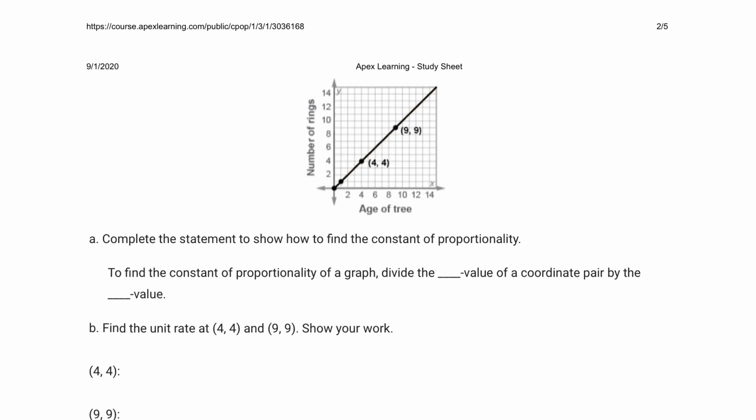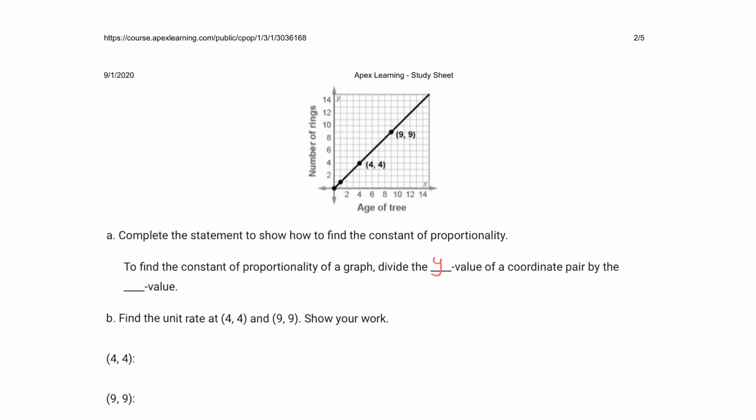So to find the constant of proportionality, you divide, once again, you're going to take the y value of the coordinate pair and divide it by the x value. Remember, in an ordered pair, the first number is the x value, and the second one is the y value. So that's x and that's y. So you take your xy, xy.